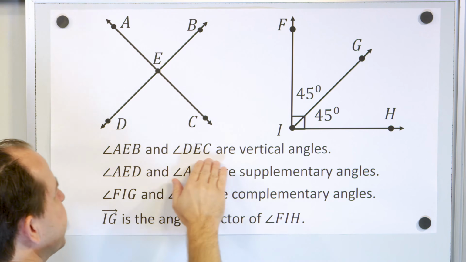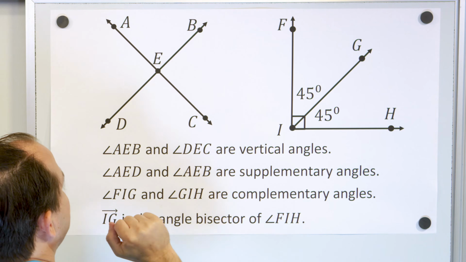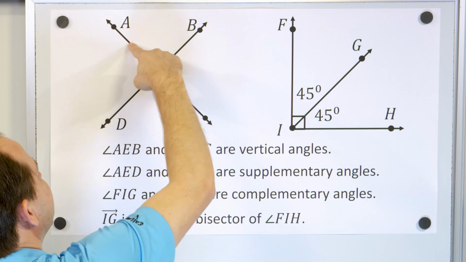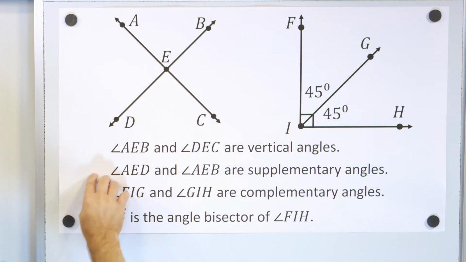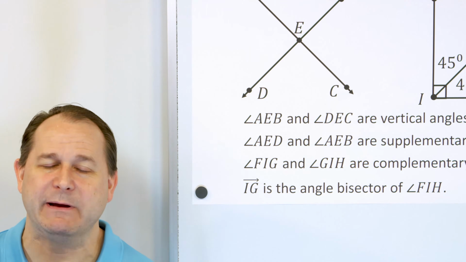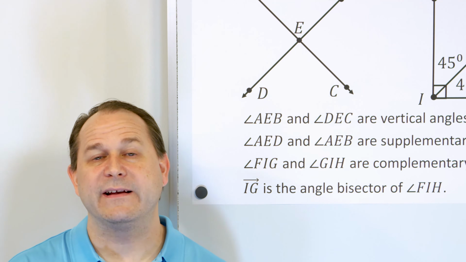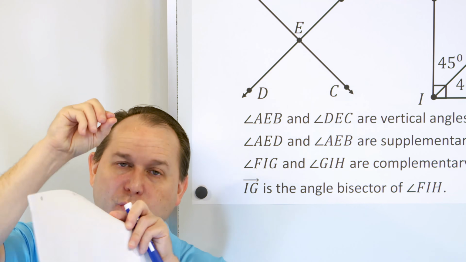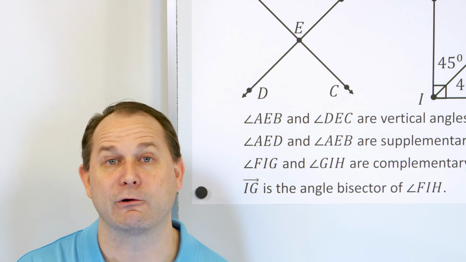So let's just read the very first thing here. AEB and DEC are called vertical angles. So what we're saying is this angle right here is vertical to this angle right here. If I had to name it, I wouldn't call it vertical angles. I would call it X angles, because vertical angles basically tell you that when you draw an X with two lines, the opposite angles that are right across from each other are always the same angle. They have the same value and they're called vertical angles.